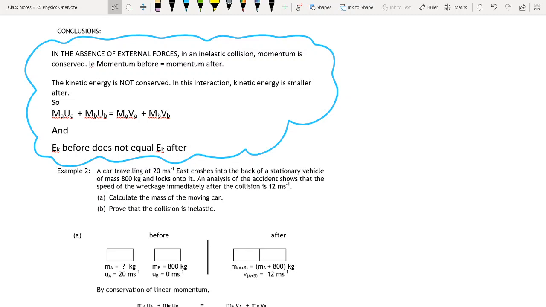By all means, have a go at example 2 if you want to, or if you want to wait for me to go through, that's fine too.